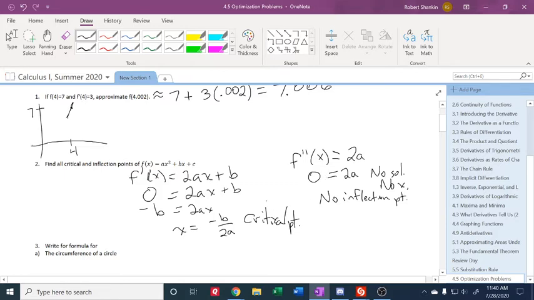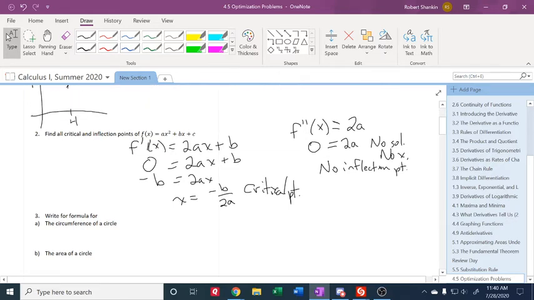Alright, give me feedback on number 2. Was this uncomfortable for you because of all the variables? And did you get it, or are you still kind of not understanding it? And give me a little feedback here on number 2.